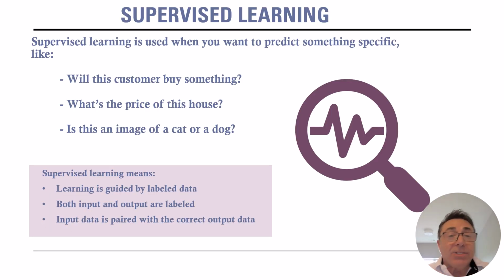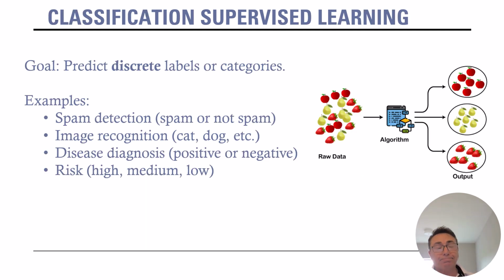Supervised learning, well, that's when you want to predict something specific. For example, will a customer buy something, true or false? Well, what's the price of a house based on the information and input we provided? Is that a cat, dog image, or is it a wolf? Is it a giraffe? Supervised learning means we are giving it labeled data, both input and the result that we expect. We provide the label that will be the result. So input data is paired with the correct output data.